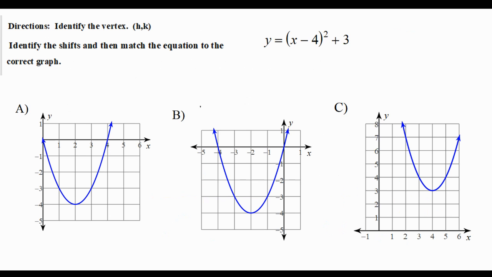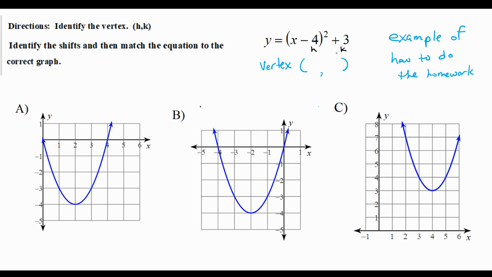Okay, so this is just an example. You don't have to write this down. This is an example of how to do the homework. So if you can take a minute to find the vertex, think in your head, what would the vertex be? And once you have the vertex, decide, does that match up to A, B, or C? So take a minute to decide. Identify the vertex, and then does that match to graph A, B, or C?